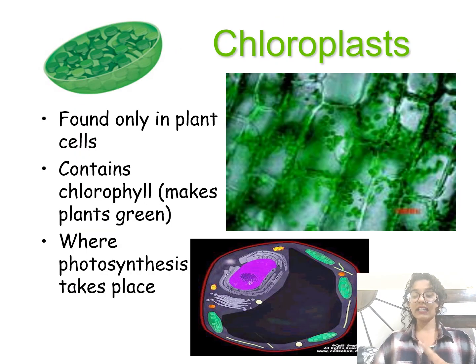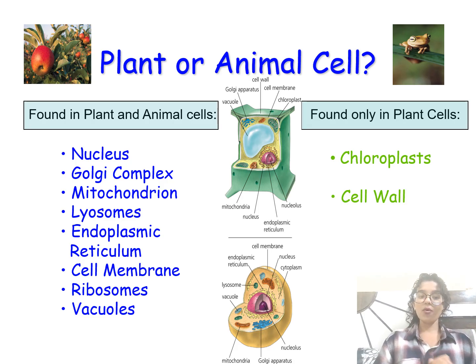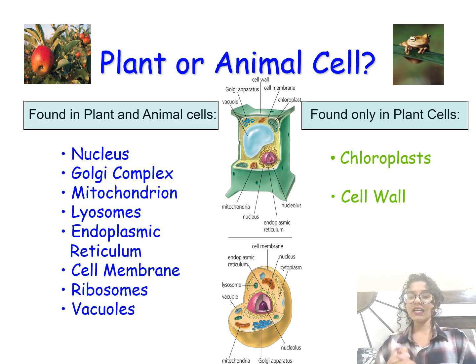Another cell organelle that is only present in plant cells is chloroplast. Chloroplasts are found only in plant cells. They contain chlorophyll, the green pigment that absorbs the sunlight that is necessary for which function? Photosynthesis. So the major difference between a plant cell and animal cell is the presence of certain organelles. On the left side, there are the various organelles that are present in both plant and animal cells. On the other side, the organelles that are present in plant cells only are chloroplast and cell wall.